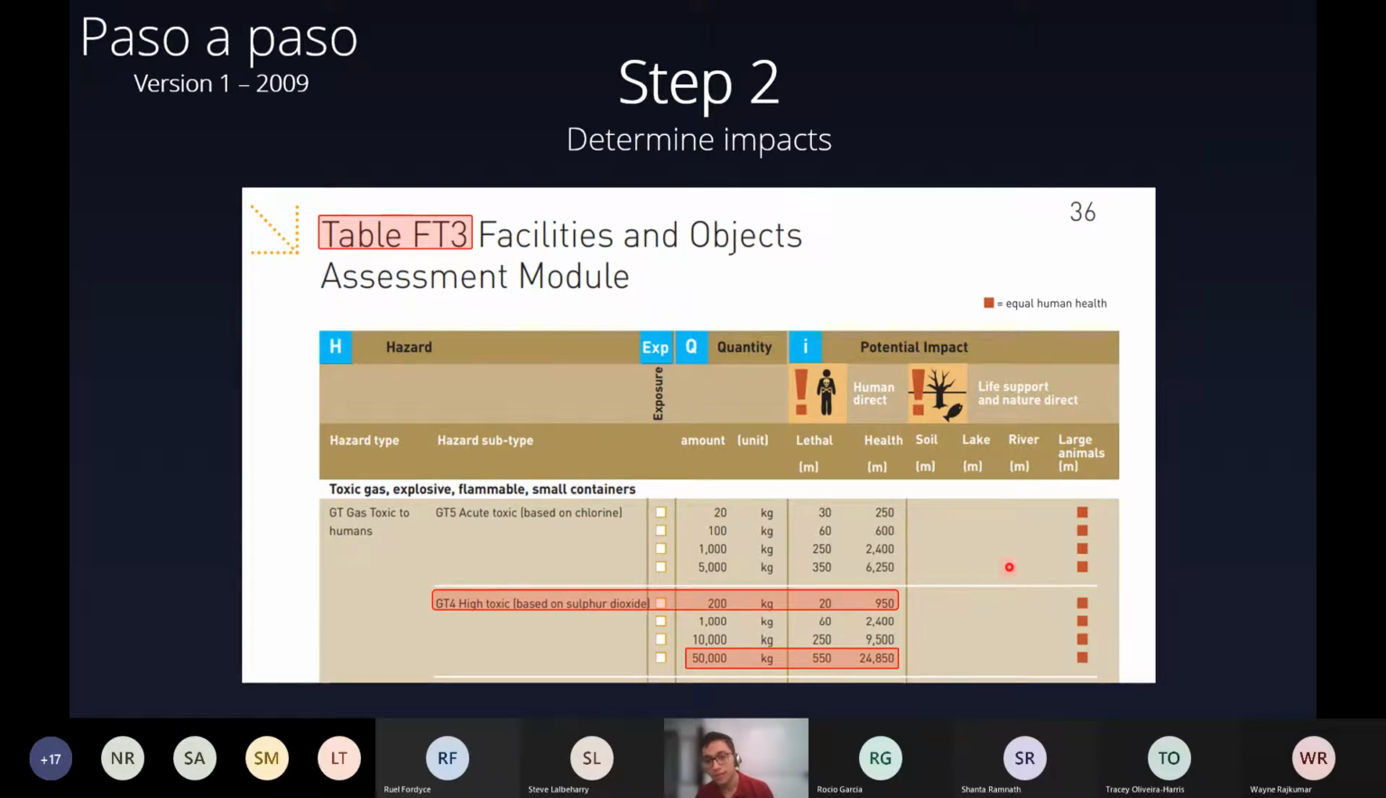For the environment, in this case, it would affect large animals, and the little red square means equal to human health. So it's a similar process to the pocket version, but here you can find more specific results. Quantities are smaller, so it will give you smaller distances that are critical for humans and for the environment, and that's the result. Getting the code, putting in the amount, and the result would be the potential impact in meters.